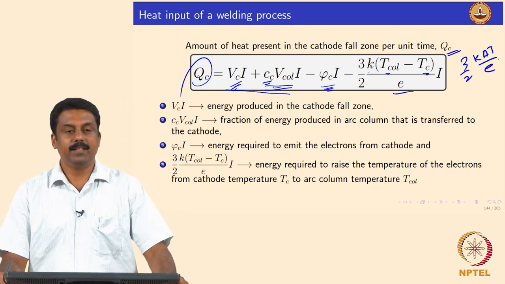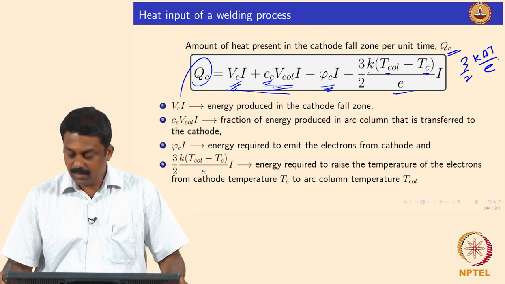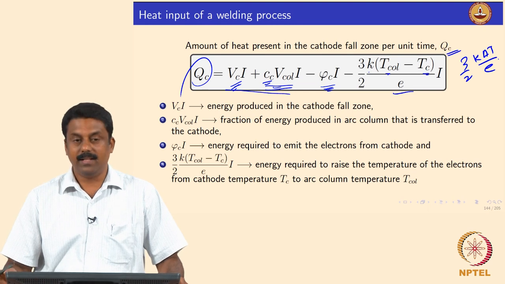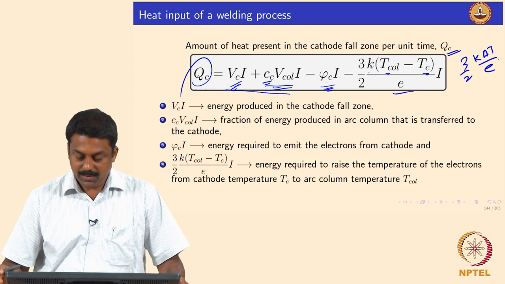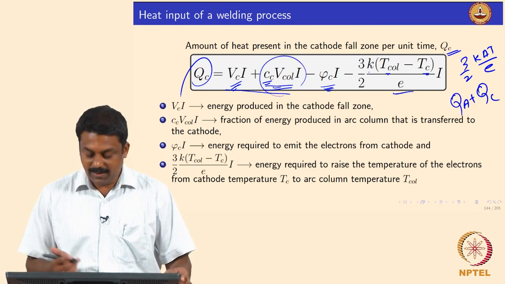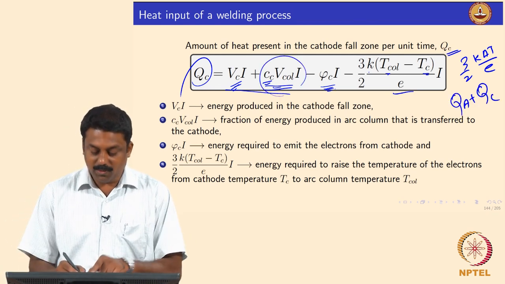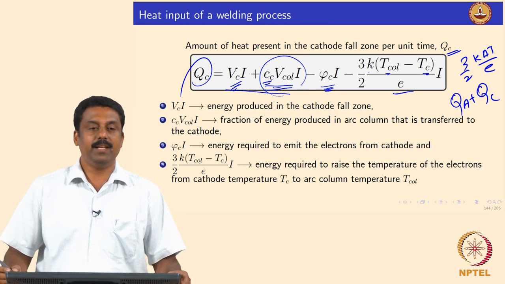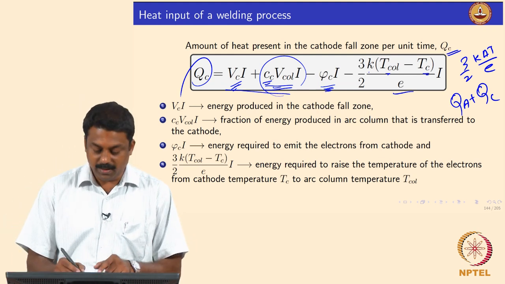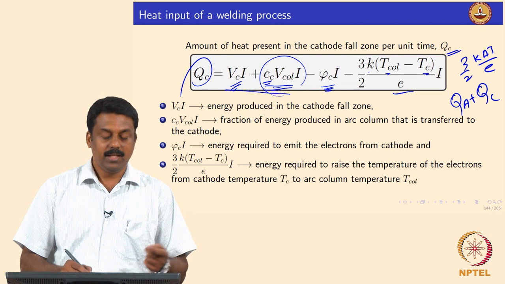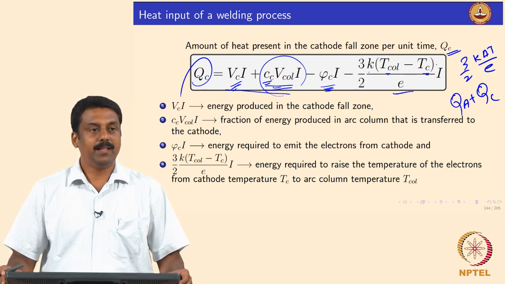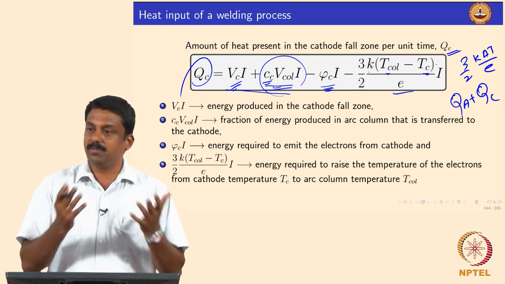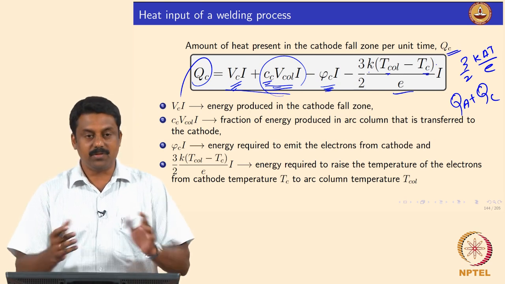That is the equation to calculate the amount of energy needed to heat a particle to a temperature, right? So, we assume that electrons consume the heat in two ways: the work function consumes heat, and then when the electrons are heated up, they should be heated up to the arc column temperature, and that is also consuming heat.